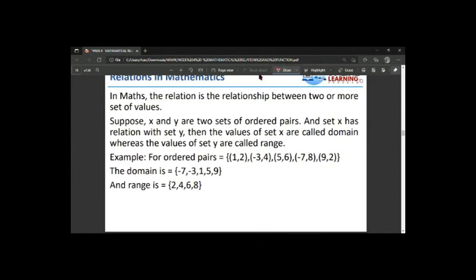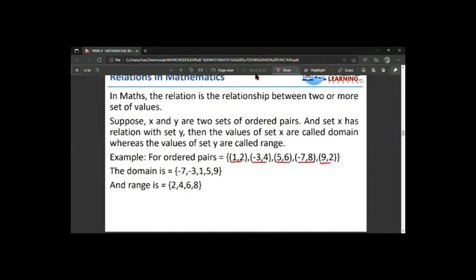So again, let's have an example, no? So in mathematics, the mathematical relation is the relationship between two or more set of values. Suppose that x and y are two sets of ordered pairs, and set x has a relationship with set y. Then the values of x are called domain, whereas the values of y are called the range. So may dalawang set daw. Then nakagawa sila ng set or collection of ordered pairs. This is the example: (1, 2), (-3, 4), (5, 6), (-7, 8), and (9, 2).